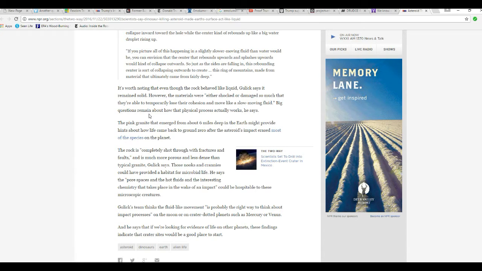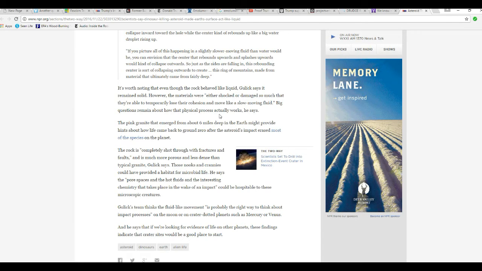It's worth noting, though, that even though the rock behaved like liquid, Gulick said, it remains solid. However, the materials were either shocked or damaged so much that they were able to temporarily lose their cohesion, move like a slow-moving fluid. Big questions remained about how that physical process actually works, he said.